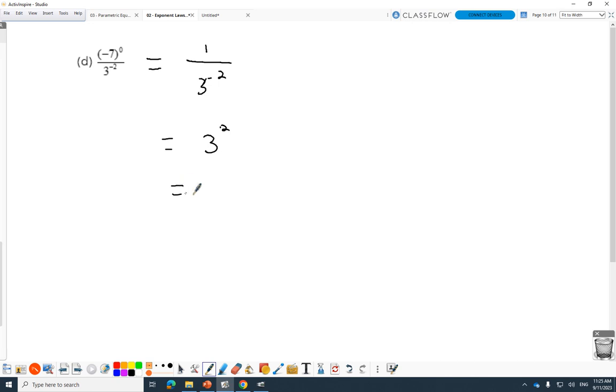This has answer 9. And your calculator will know the answer, by the way. So calculator, big help. If you type in your calculator negative 7 to the 0 over 3 to the negative 2 and press equals, it'll say 9. On my test, you'll get 0 marks for writing down 9. I need to see the steps, but it does make you feel good that, yes, I've got it down pat. I know what's going on.